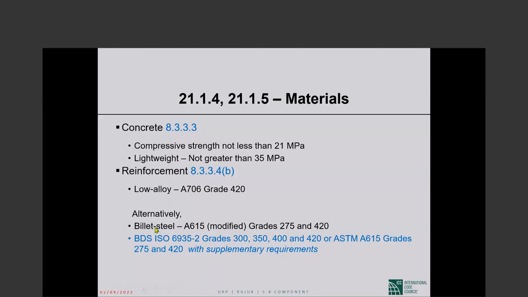This is ACI 318. BNBC also says ASTM 615 grades 275 and 420. Okay, so whatever is allowed in 318-08 is allowed in BNBC 2020. However, BNBC has added this BDS ISO 6935-2 grade such and such.